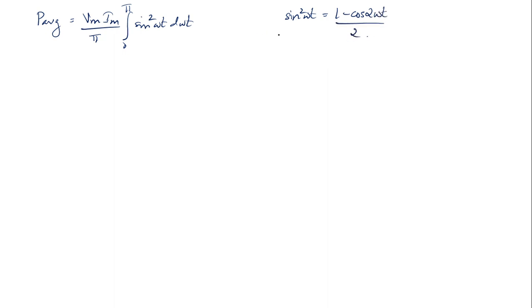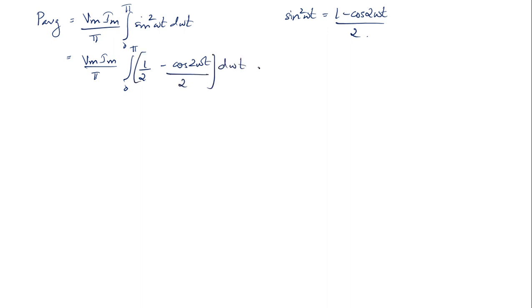So I'll just go to the next page. So you have P average. I'll just rewrite the equation: Vm Im by pi integral 0 to pi sine square omega t d omega t. You are already familiar with the trigonometric equations: sine square omega t can be written as (1 minus cos 2 omega t) divided by 2, since integration of sine square is difficult. So I am just going to make the substitution: Vm Im by pi integral 0 to pi of 1 by 2 minus cos 2 omega t by 2 d omega t.